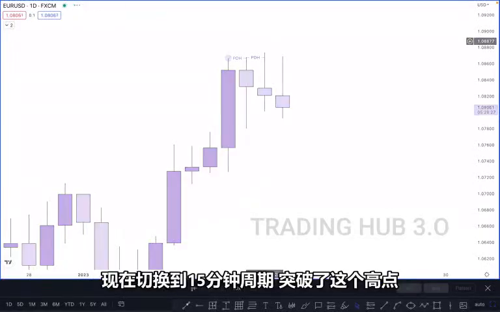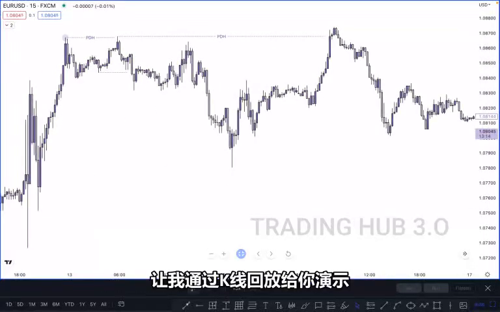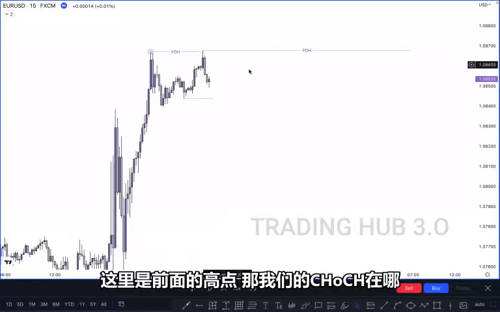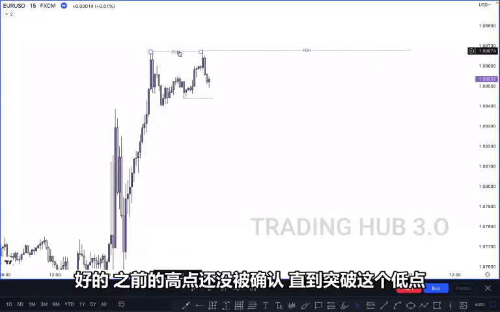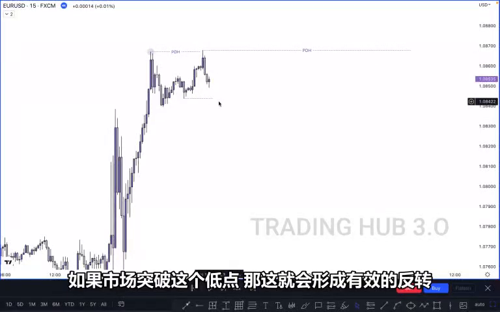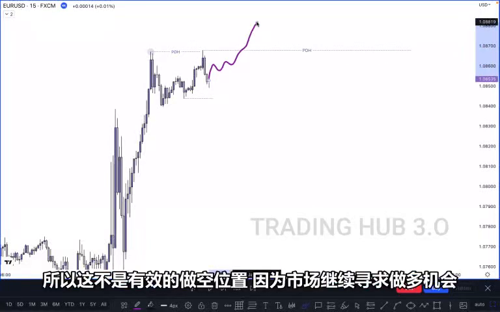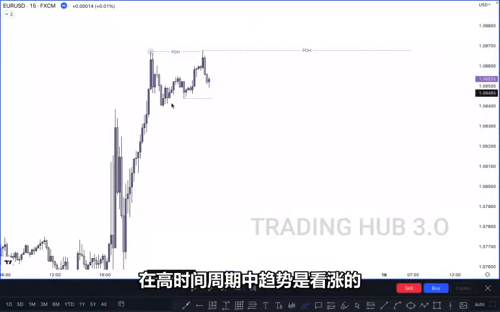Now switch back again to the 15-minute time frame, taking out this high. Let me show you through bar play, then you can understand very clearly. So this one is a previous high, and in this case, where is our low? This one, okay? So this previous high is not confirmed until this low is taken out. If the market takes out this low, then this becomes valid for the reversal. That means the market is looking for the reversal. In case the market does not break this low and continues to push a higher high, something like this, then this is not valid for the sell here, because the market continues looking for the buy. In a higher time frame, market momentum is bullish, so you have to wait for it.